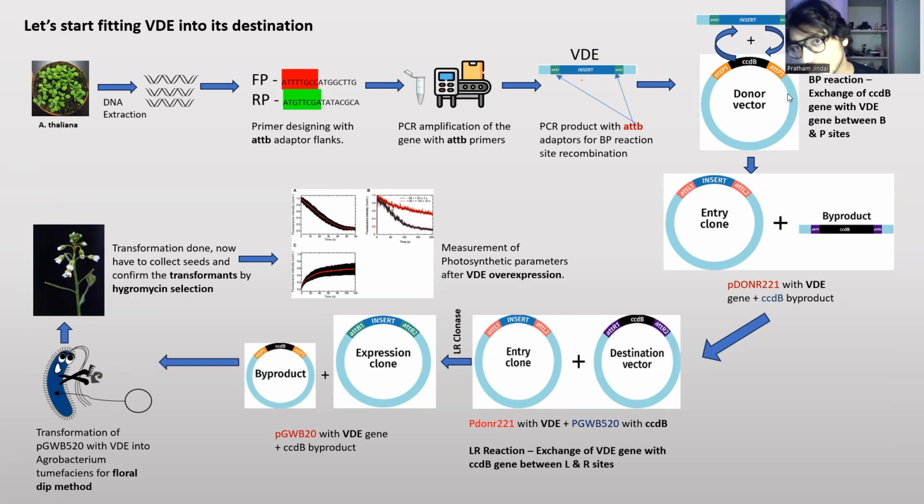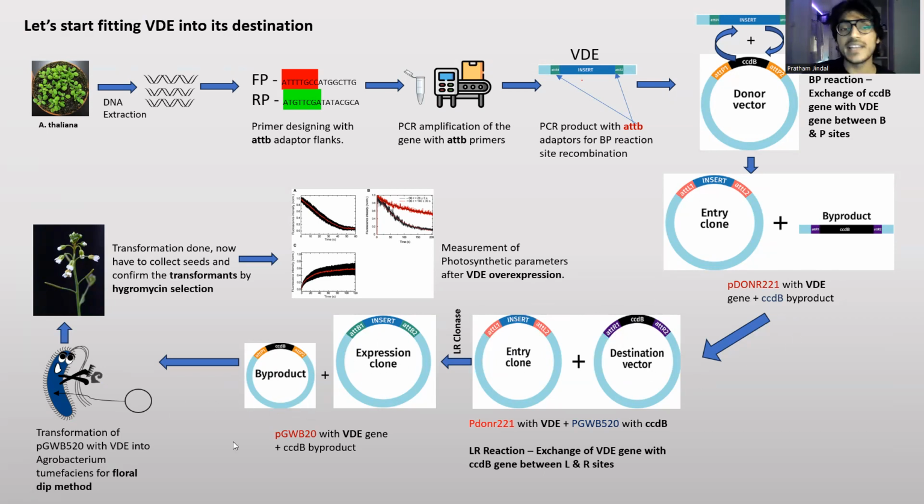This reaction involves BP clonase. BP clonase has components such as excisionase and ligase. Basically, it exchanges this toxic gene, ccdB, with our gene of interest, and gives us an entry clone having our insert, with a byproduct having the ccdB gene. After that, the reaction is the LR clonase. LR clonase is also based upon homologous site-specific recombination. The sites come in close proximity, there is complementation between them, the insert goes inside, and the ccdB gets outside with the help of the LR clonase. And we get the expression clone having our insert.